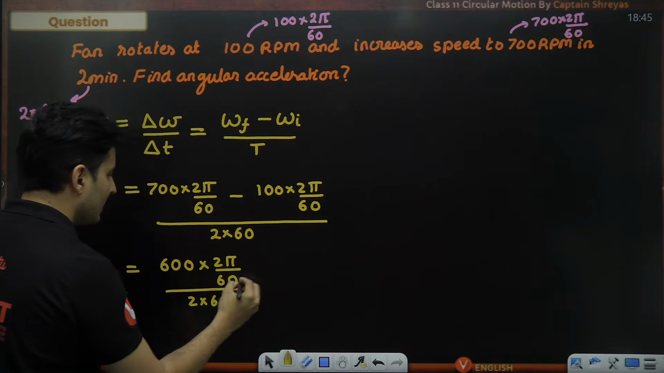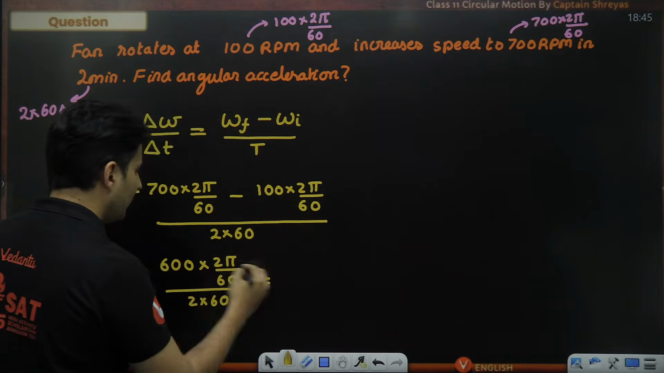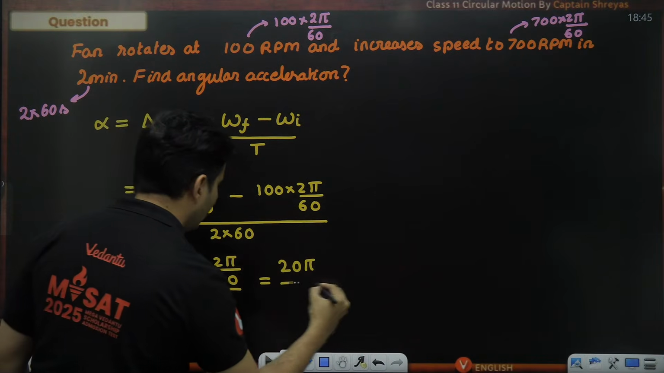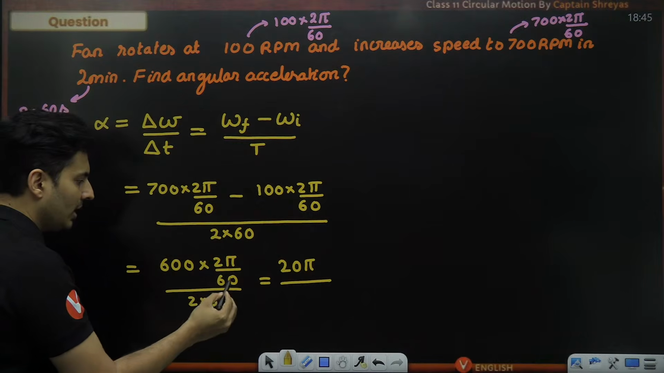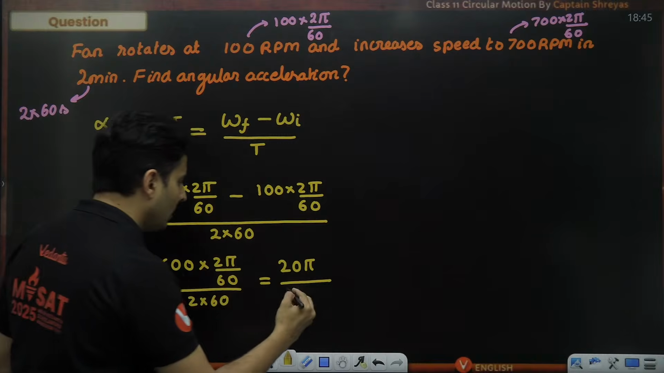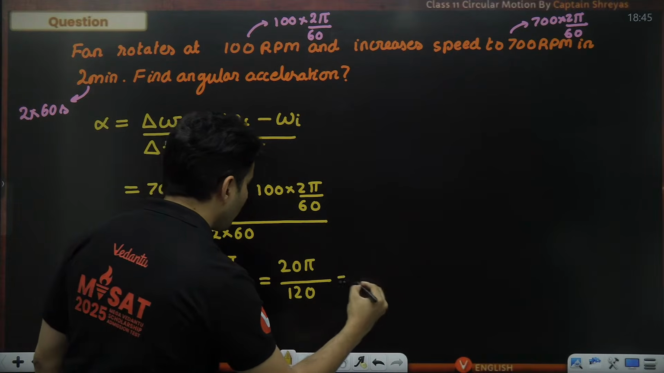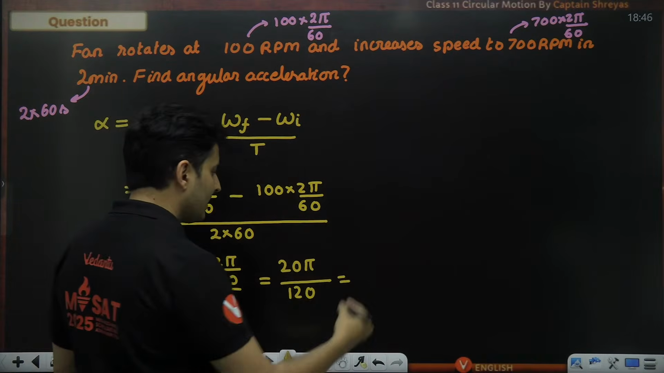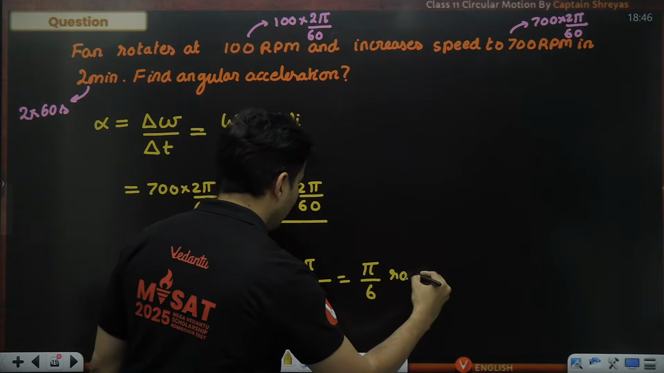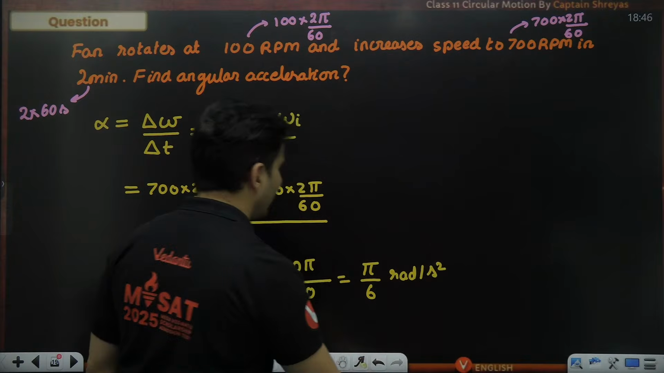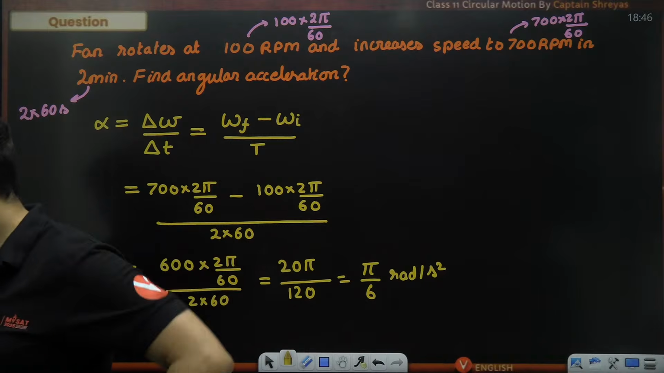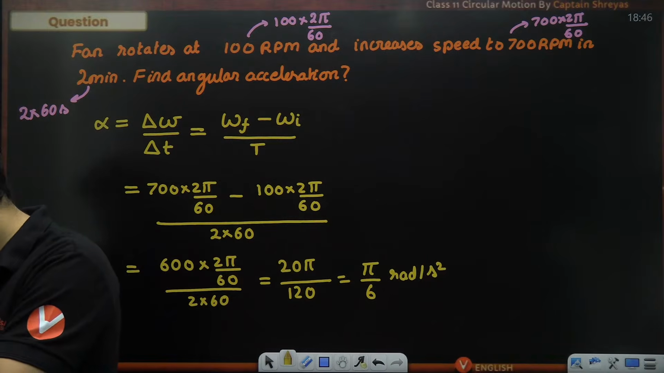Now this 60 and 600 will cancel, only 10 will be remaining. So on the top, we will just have 20 pi. I hope you got it, 60 and 600 will go 10 times, 10 into 2, 20. And at the bottom, we just will have 120. Now 20 goes into 120 6 times. So this will become pi by 6. But be careful, the unit will be radian per second square. So pi by 6 radian per second square is the final answer. Is that clear, everyone? Awesome.